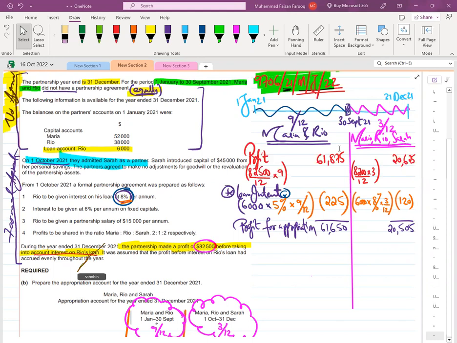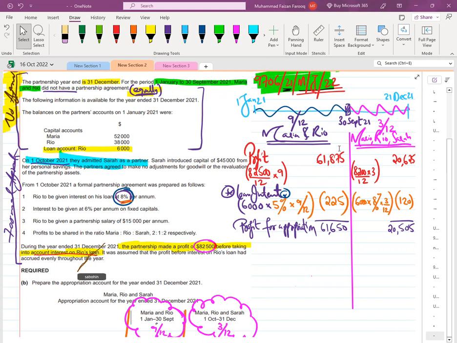It comes from our head. It comes from our mind that there is no partnership agreement and there is a loan given by partners. So the percentage by default, which is coming from our head, not given in the question, is 5%.